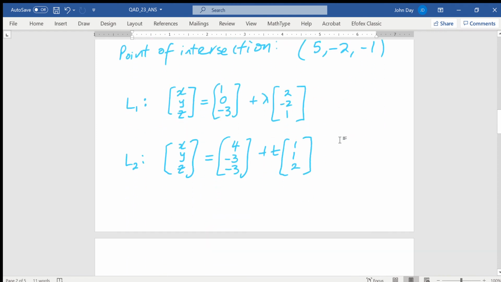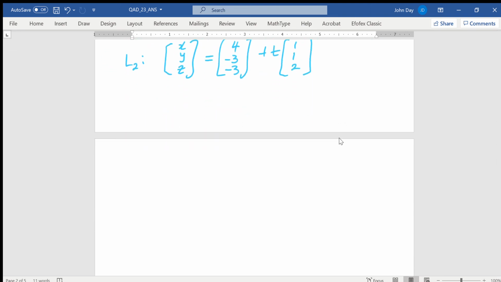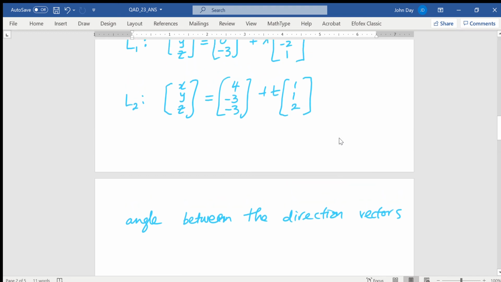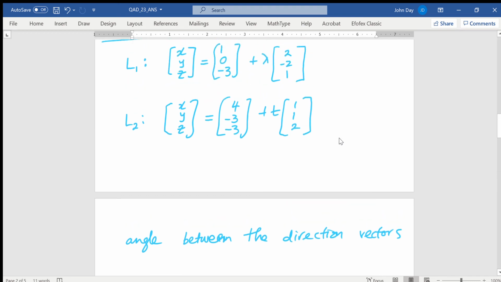All right, why would I do that? Because the acute angle between the lines is going to be given by the angle between the direction vectors, right? We want the angle between the direction vectors to get it, which is the same as the angle between the two lines. So our direction vectors are these guys here. So we want the angle between those two different vectors.